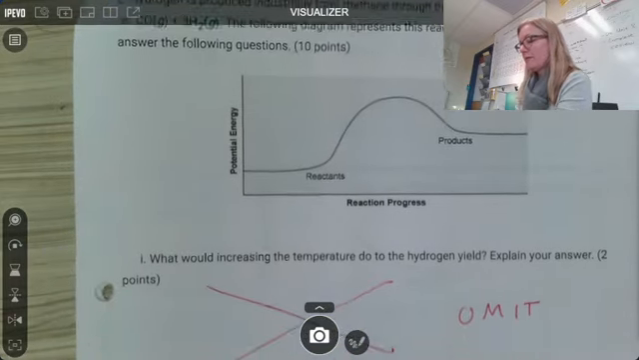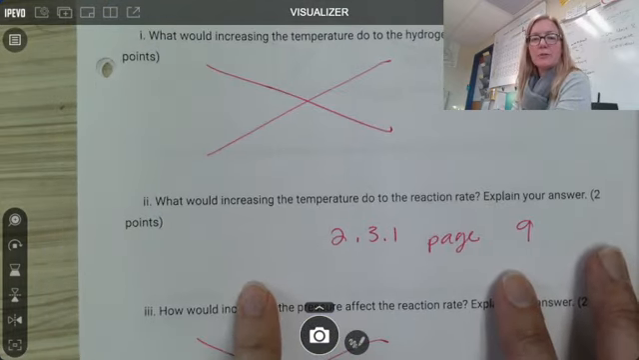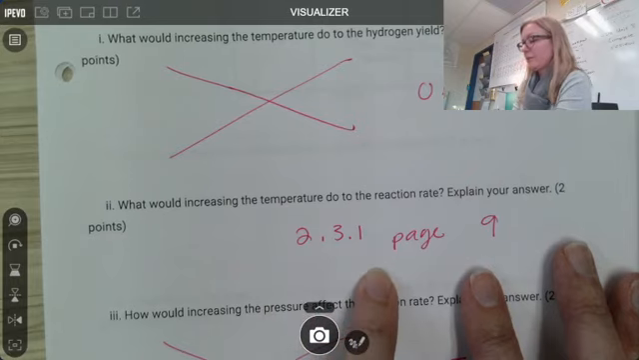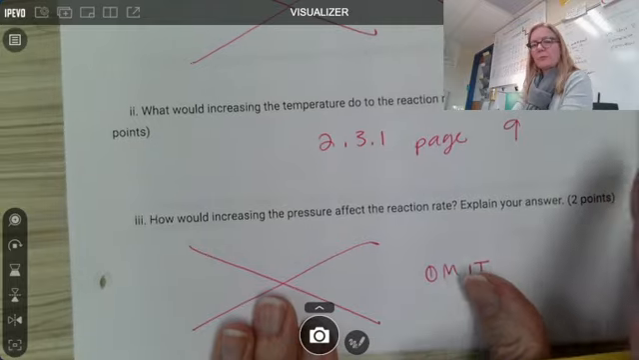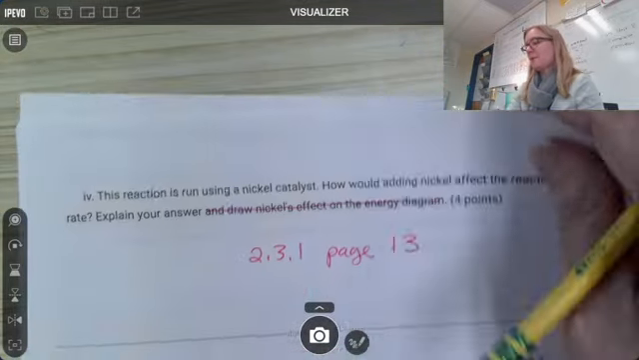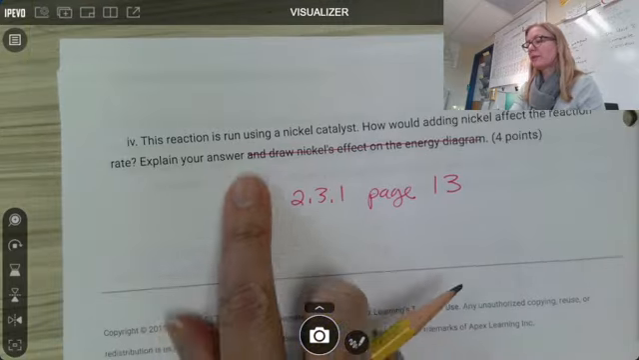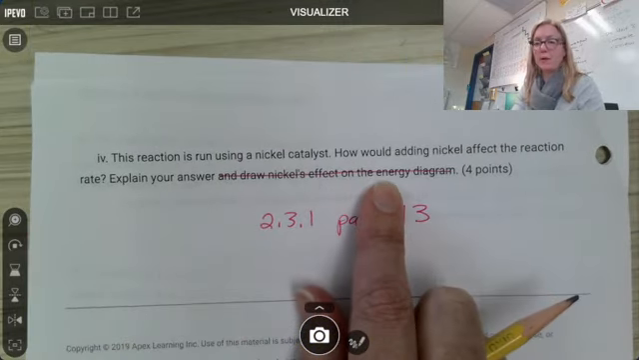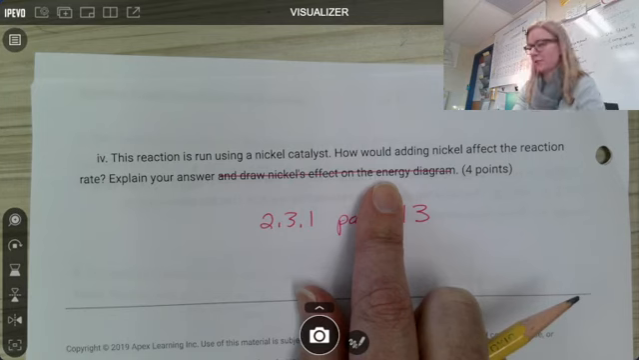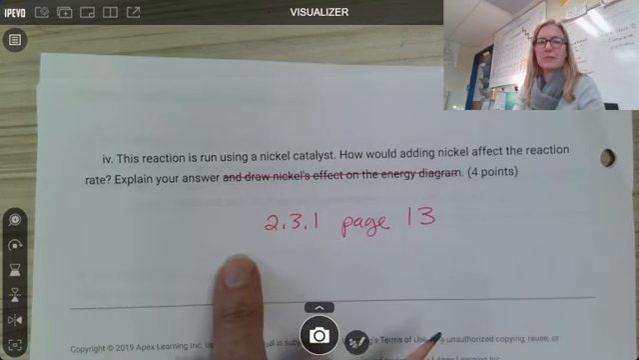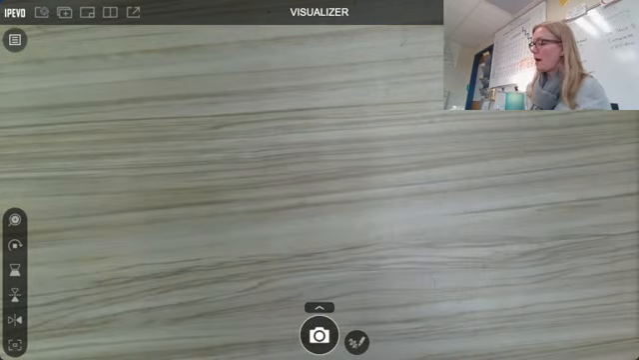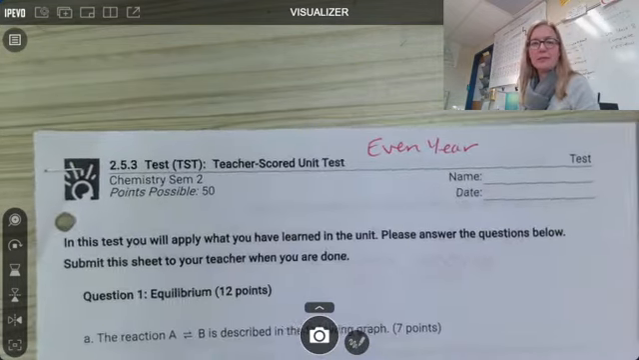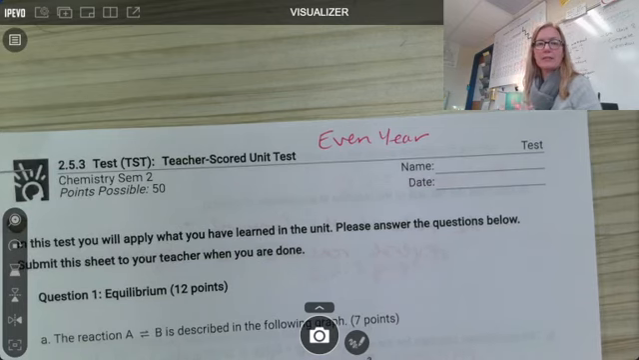And then part C, number 1, you can omit that. Number 2 is on 2.3.1, page 9. You actually don't really need this scenario in order to answer part 2. Part 3, I want you to omit. And then part 4, you just explain your answer. You don't have to draw it on the energy diagram because I know that's difficult on the computer, so just explain it in words. The answer is found in 2.3.1, page 13. All right, so hopefully that is helpful. That is 2.5.3, second semester 2.5.3 teacher scored unit test.